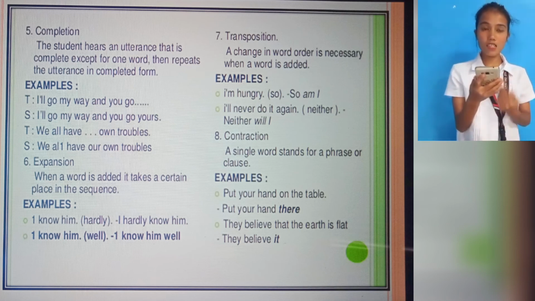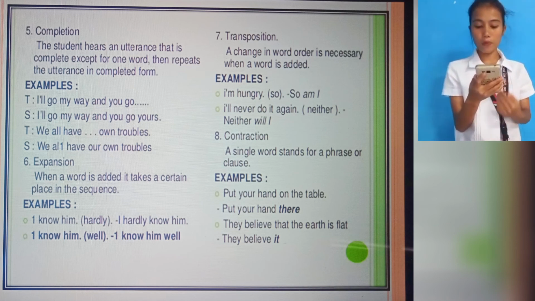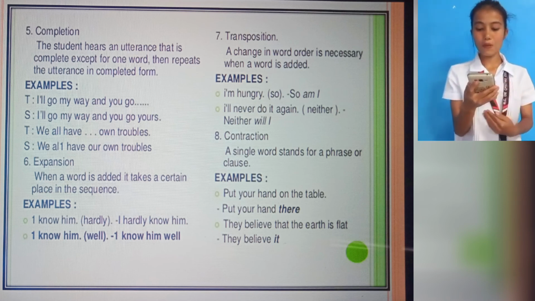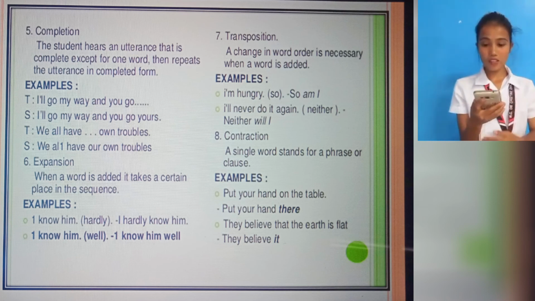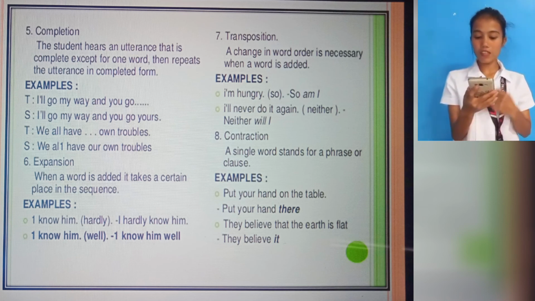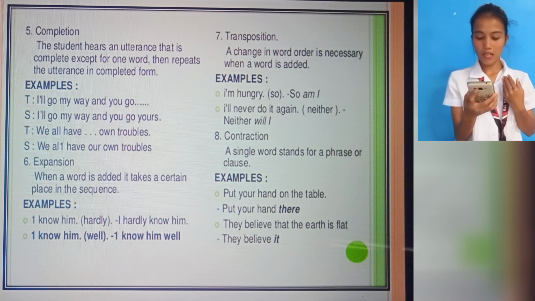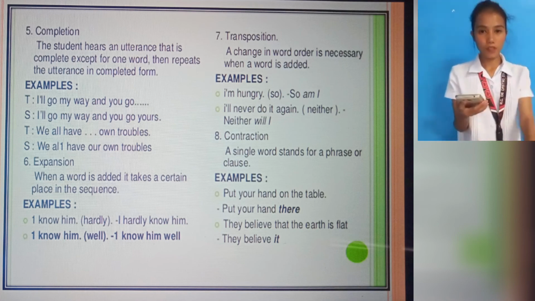So this is a single word. It stands for a phrase or clause. So example is put your hands on the table. Put your hands there. They believe that the earth is flat. So the last is they believe it.